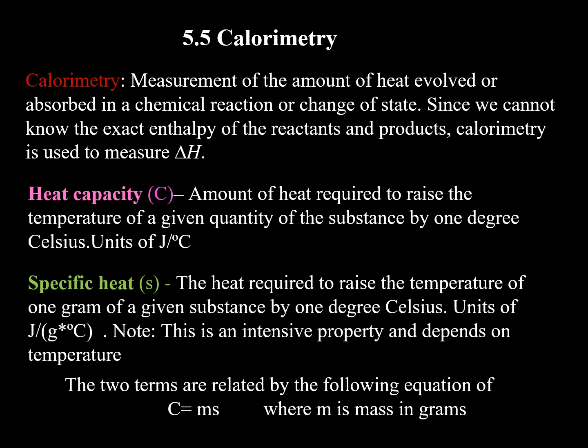We have a heat capacity, which is the amount of heat required to raise the temperature of a given quantity of substance by 1 degree. And we have specific heat, which is an intensive property, meaning no matter how much of it we have or no matter how little of it we have, it will have the same specific heat value. And the units of this would be joules per gram per centigrade.